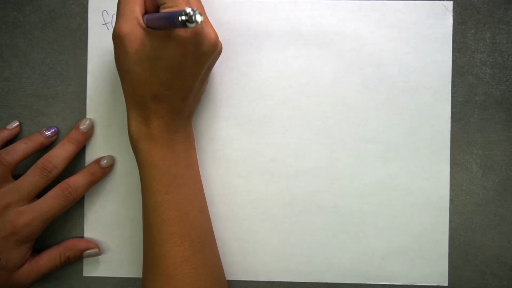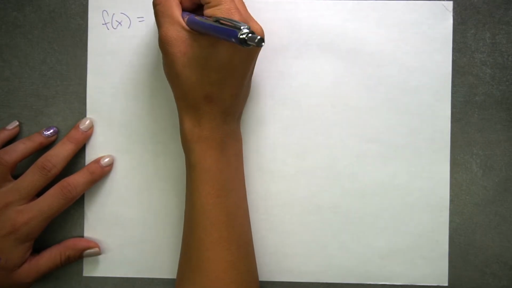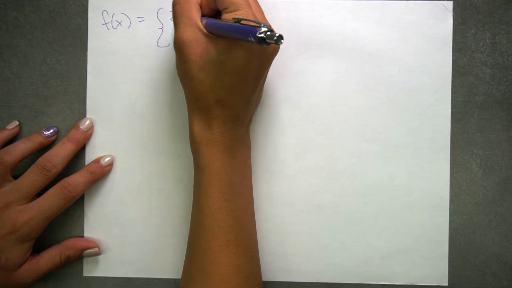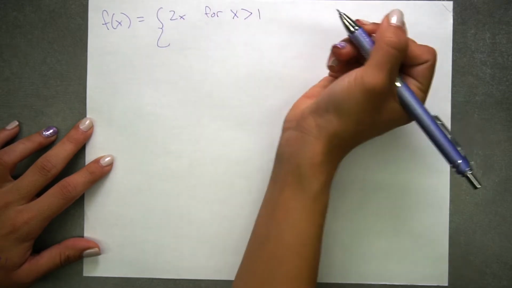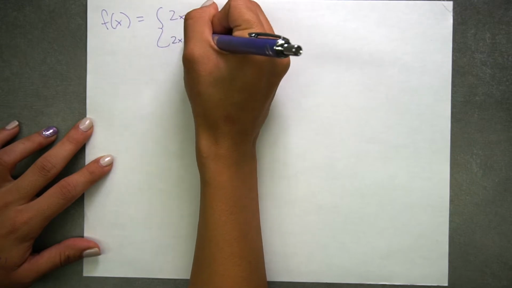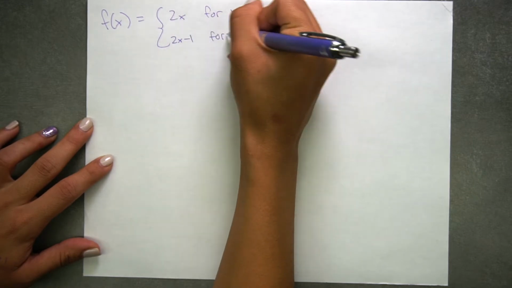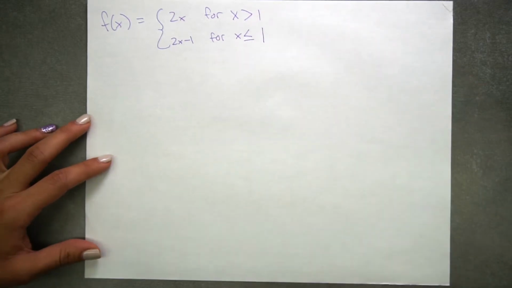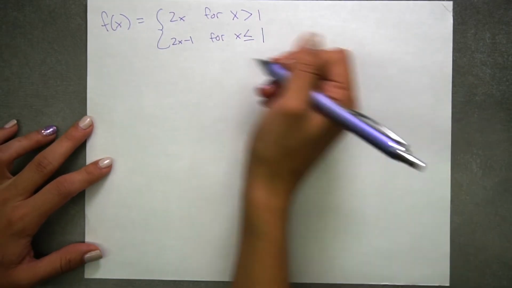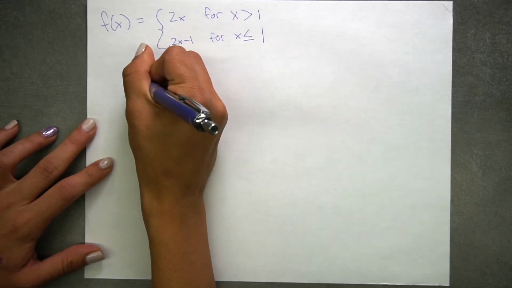So now let's look at another function. f of x equals 2x for x greater than 1 and 2x minus 1 for x less than or equal to 1. So let's just start by graphing this to see what's going on.